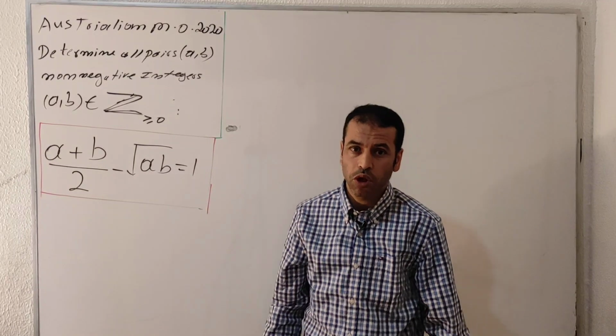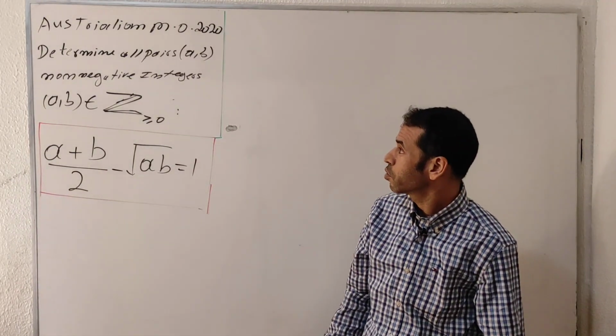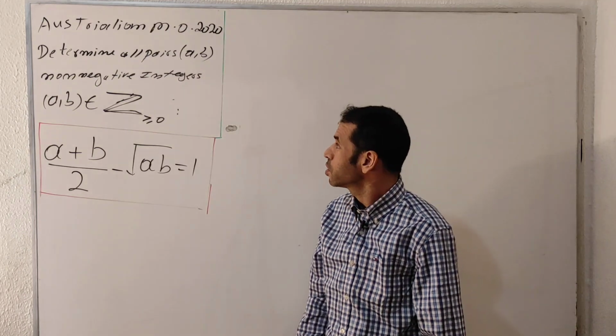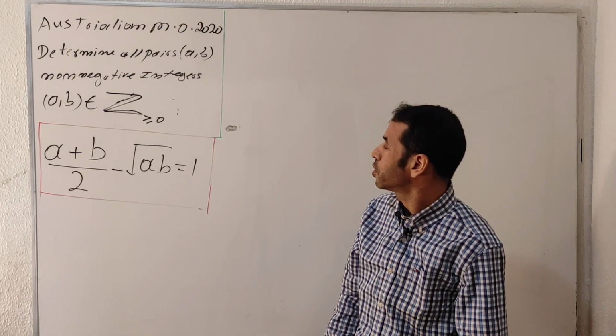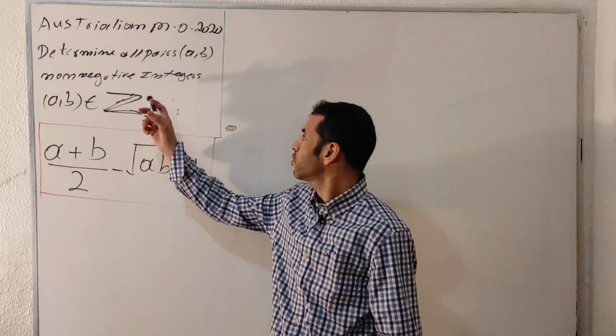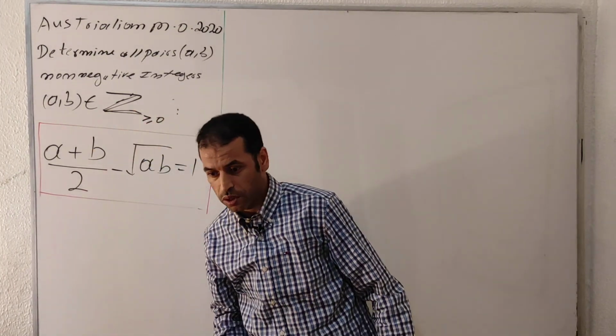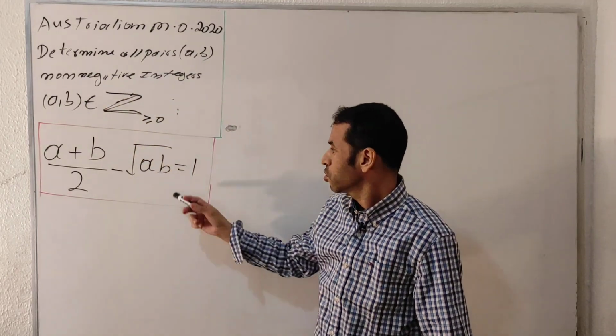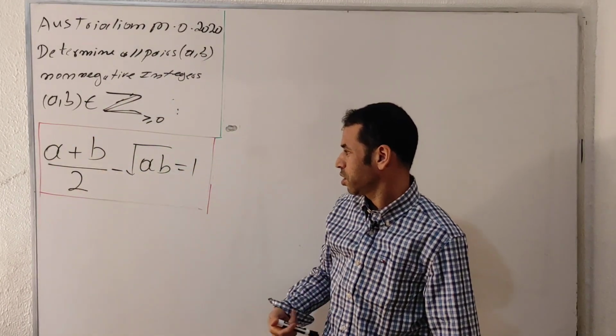In today's video, I would like to introduce a very nice problem of the Australian Mathematical Olympiad, edition 2020. Here is the following information. Determine all pairs A and B of non-negative integers. What I mean by non-negative integers is the positive integers including 0, okay? So such that we have the following equation.